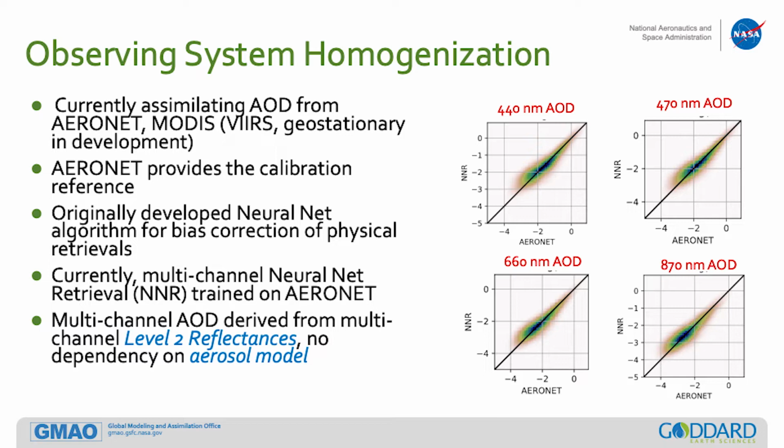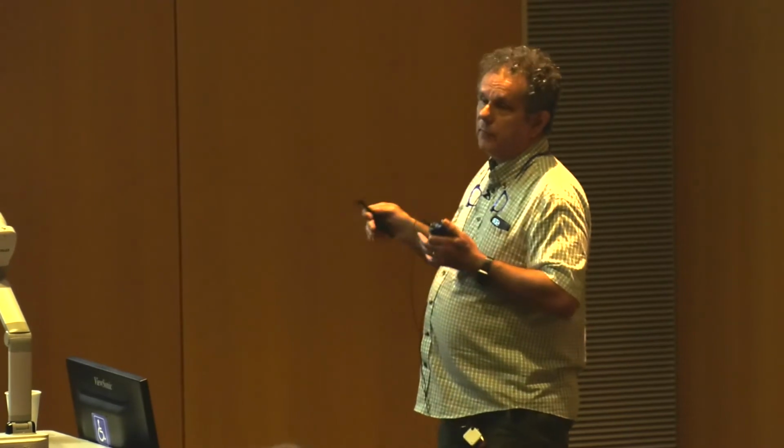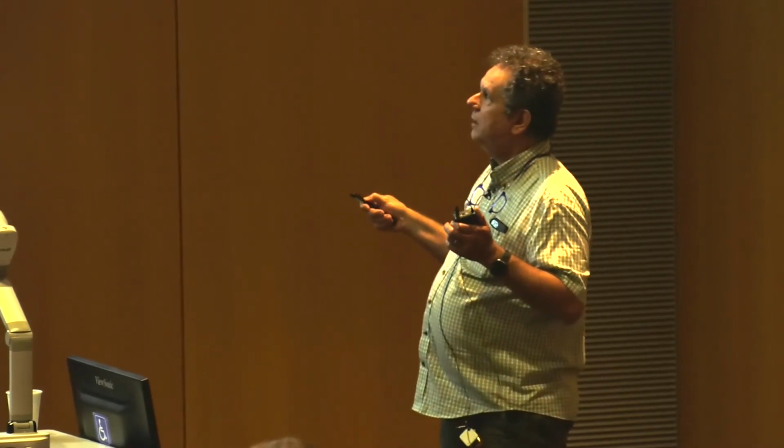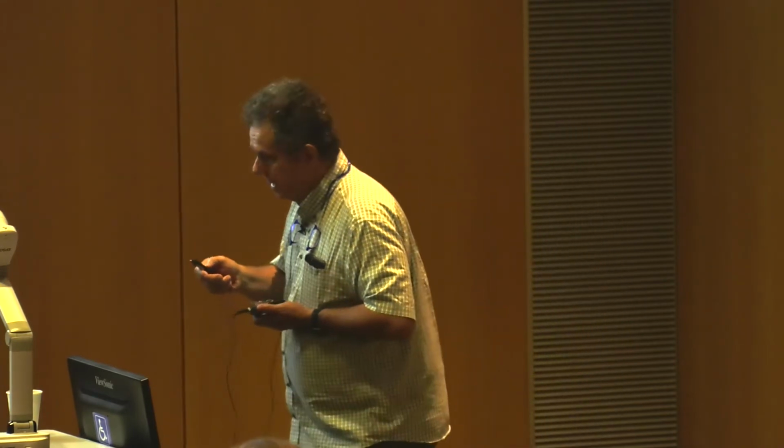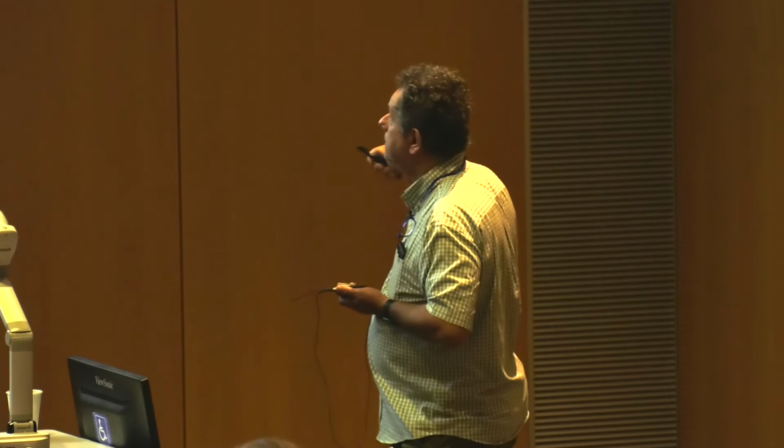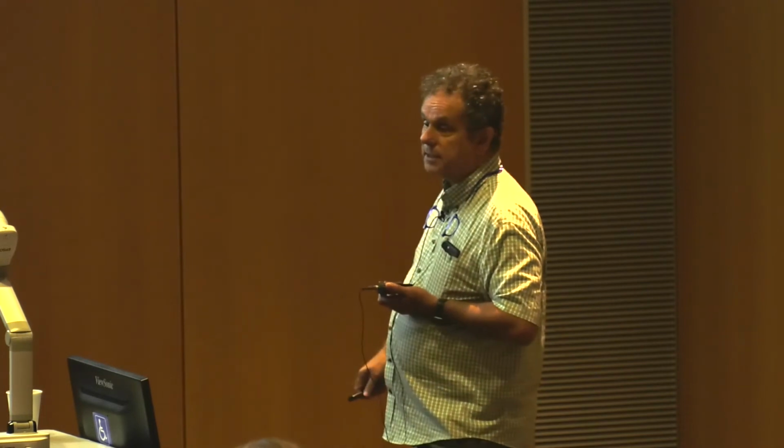It started as having different retrievals, each one with its own strengths and limitations, and trying to use AERONET as a calibration standard by correcting the retrievals. At one point, what we ended up doing is that we could use the reflectance directly, using machine learning to retrieve the optical depth at different wavelengths. Here's an example. And therefore, instruments such as MODIS, VIIRS, and the geostationary can be homogenized and trained to give, for the location of the AERONET, something that is consistent and unbiased.